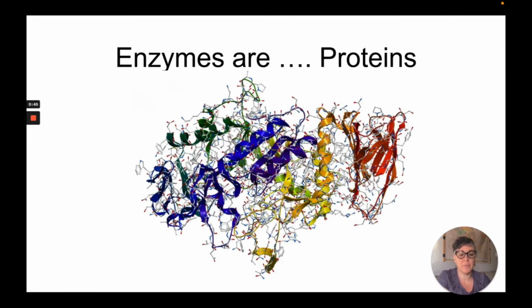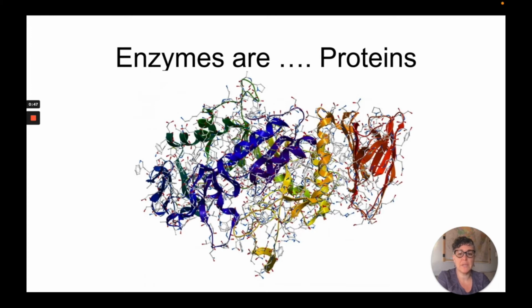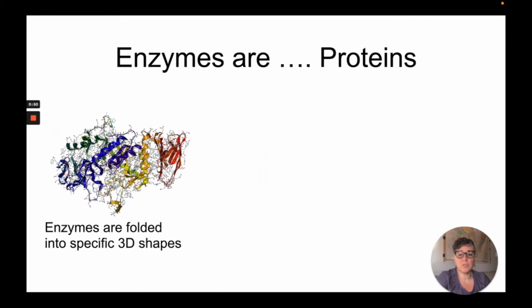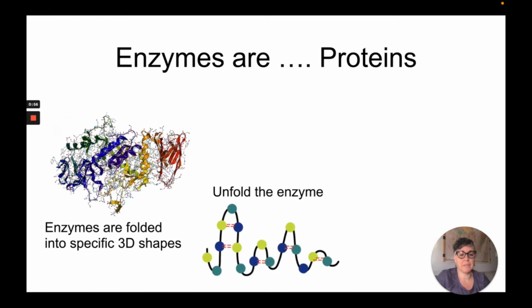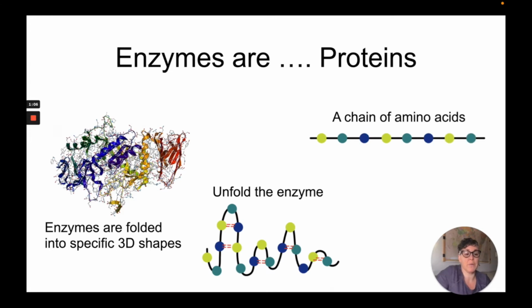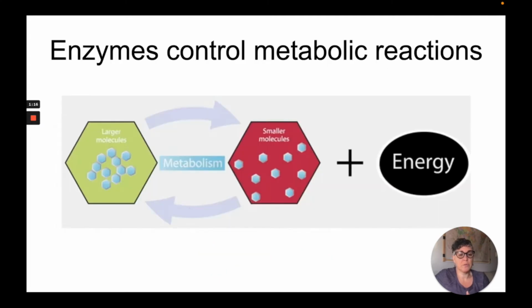We've already talked about proteins and the structure of proteins, but enzymes are folded into specific 3D shapes as pictured here. But if you unfold the enzyme and break some of the bonds between some of the sections of the 3D shape, you will actually stretch it out to a chain of amino acids. So that's how we know that it is in fact a protein, because proteins are made up of chains of amino acids.